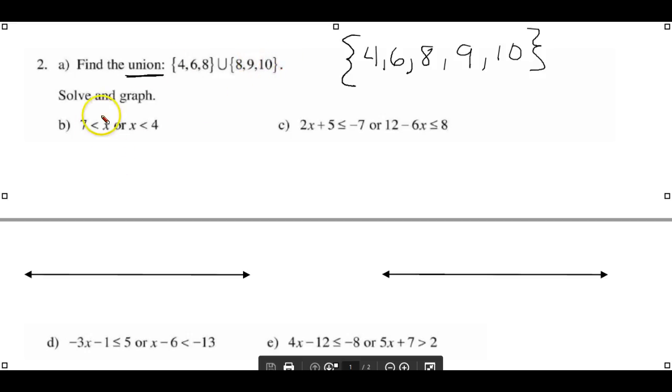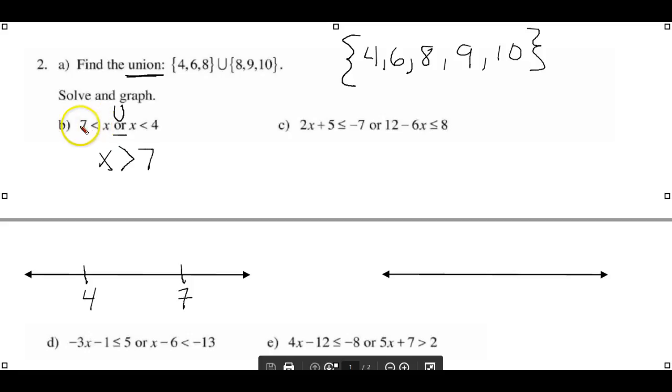Now we're asked to graph, and again, this is a union, or the symbol for union is this. So these are already done, so I don't have to do much solving. I'm just going to put lines. One is 7 and one is 4. So we'll put the 7 there and the 4 there. Now we may want to write it a little differently here. We're saying x is greater. Be careful of that.